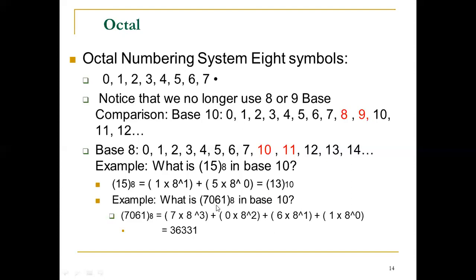Then we can try one more example, that is the octal number 7061, and we have to convert it into a decimal number. If you solve this, the final result is the equivalent decimal number of this octal number.